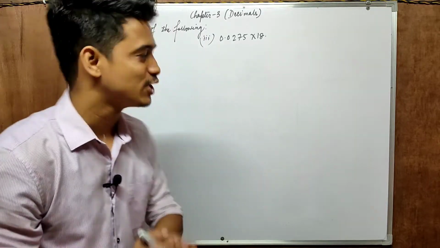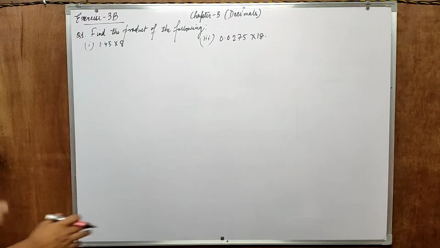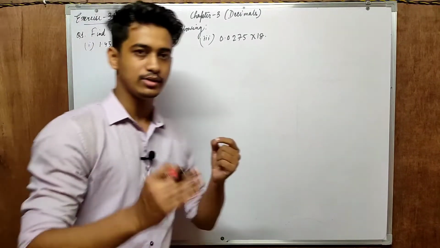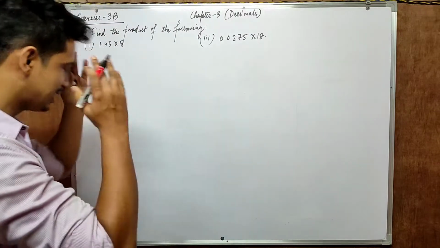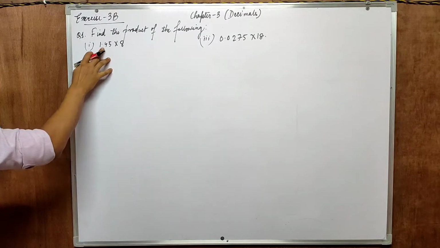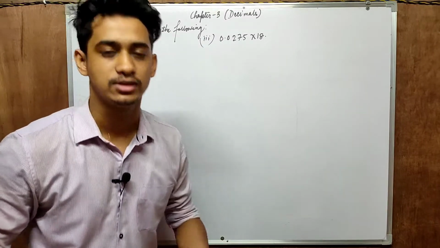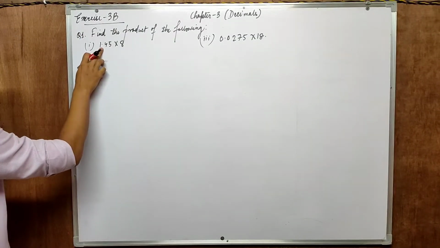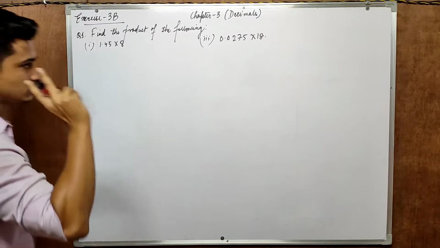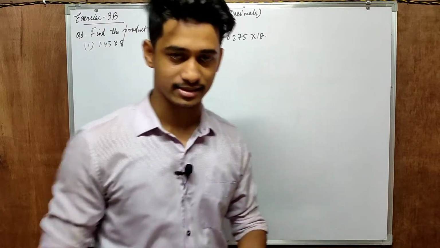Alright, so let's start our journey by looking at question number 1. What is question number 1? Find the product of the following. So what you need to do is keep in your mind how many digits are before the point or after the point. Let's say after the point, how many digits are there? 2. So we have to remember all these things, right?